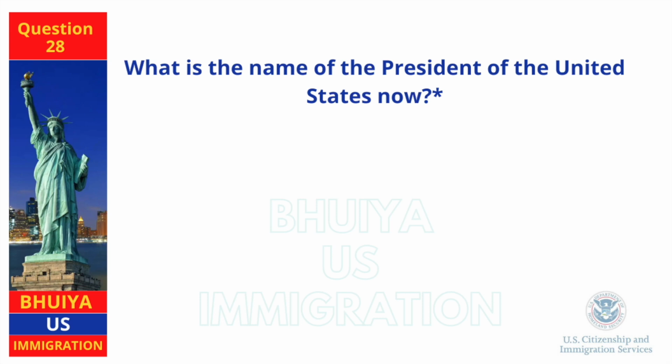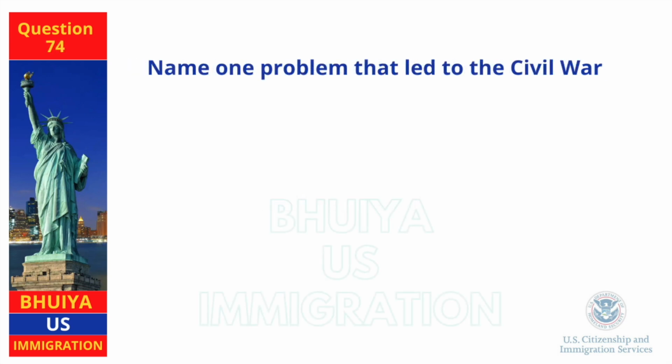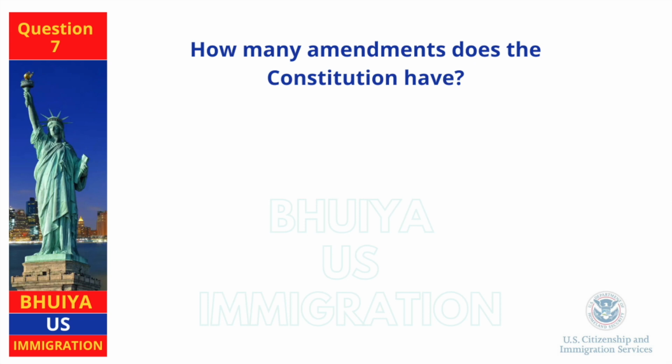What is the name of the President of the United States now? Joe Biden. Who is the Commander-in-Chief of the military? The President. Name one problem that led to the Civil War. Slavery. How many amendments does the Constitution have? 27.